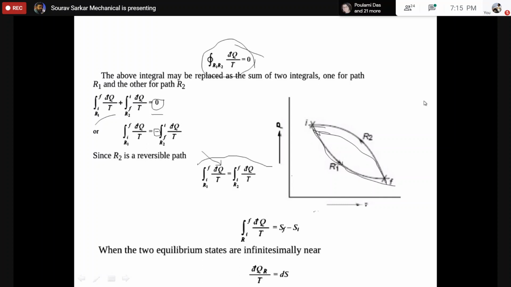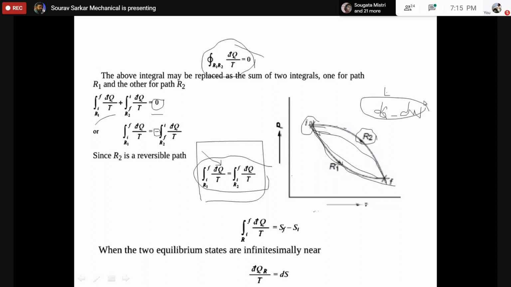So from that I can find out that if I go from I to F following the path R1, the change of dq by T, and if I go from I to F by following the path R2, the dq by T change is same. Just like what happens to your internal energy. Can you remember the formula? In the internal energy, dq minus dw, the change, if we follow any path, the internal energy change remains same. So similarly, here also I proved that the dq by T cyclic integral equal to 0.